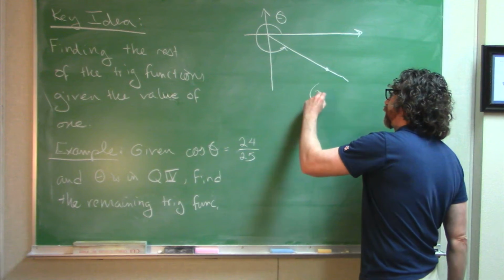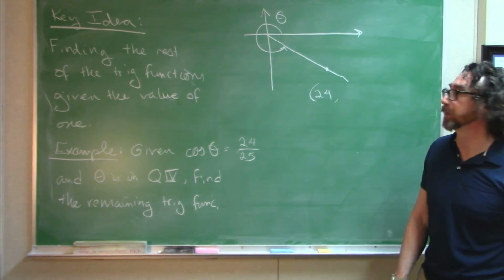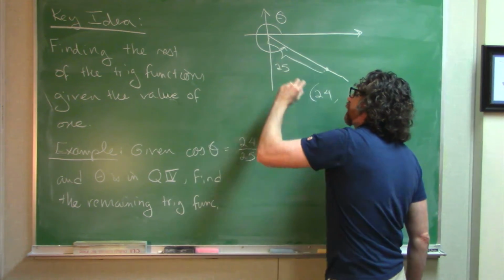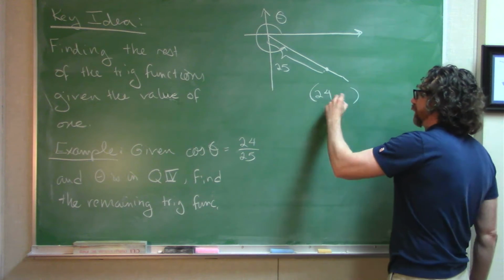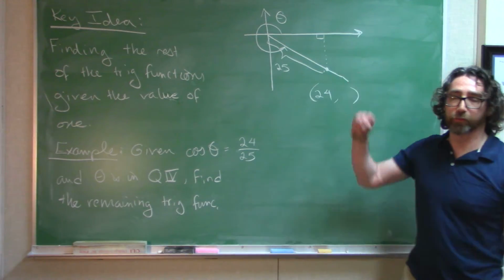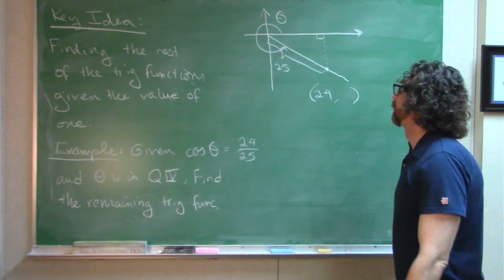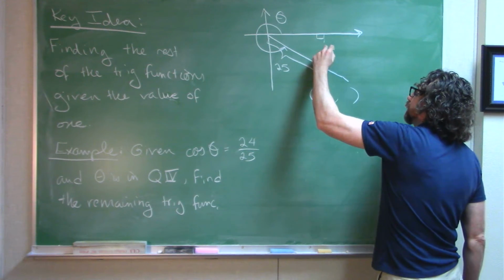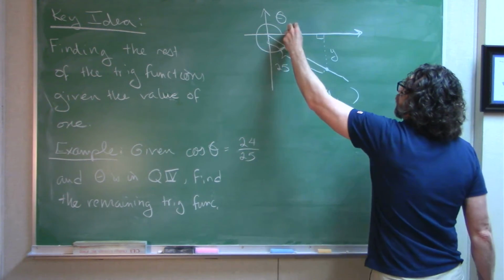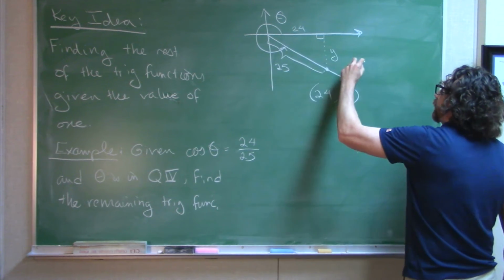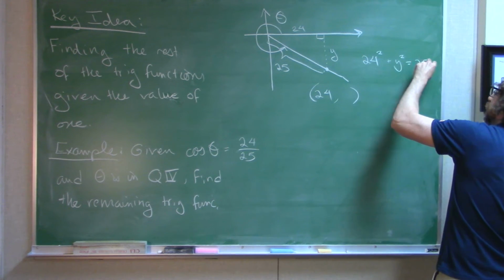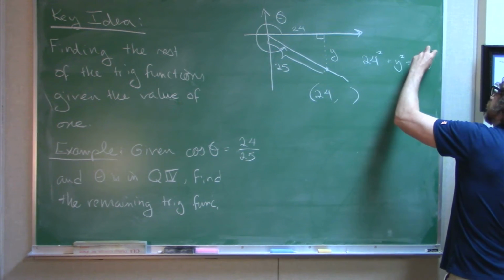So, I know my x coordinate, it's 24. I know what r is. Distance from the origin, that's got to be 25. Okay, the question is, what's y? Well, we're going to draw in a little supplementary triangle. So, this y coordinate right here, well, I don't know what it is, but I can figure it out using the Pythagorean theorem. 24 squared plus y squared equals 25 squared.